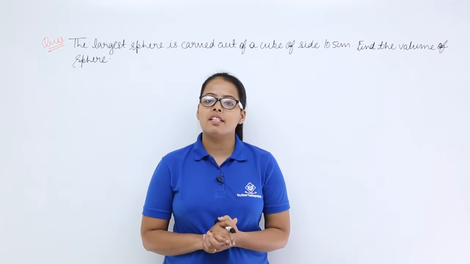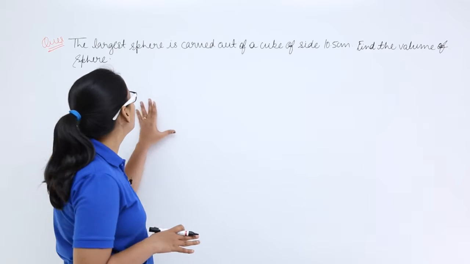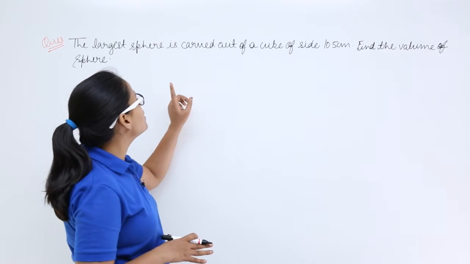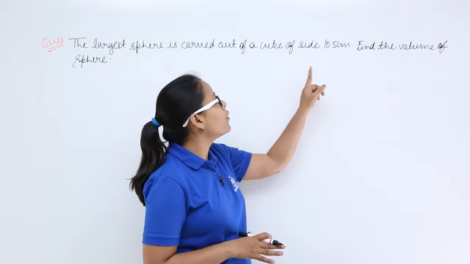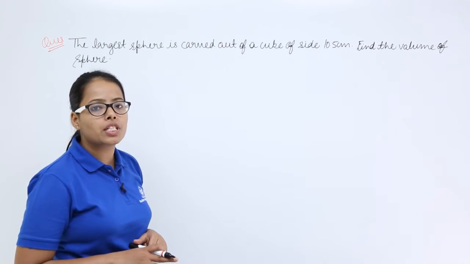Hey guys, let's understand this problem. Here this problem is based on volume of a sphere. This problem says the largest sphere is carved out of a cube of size 10.5 centimeter. You need to find out the volume of the sphere.